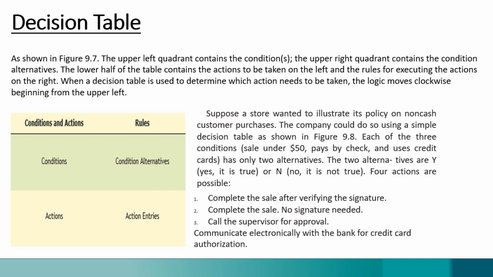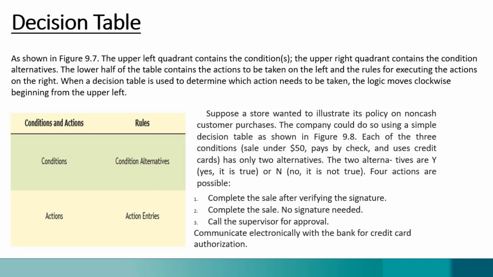When a decision table is used to determine which action needs to be taken, the logic moves clockwise beginning from the upper left. Suppose a store wanted to illustrate its policy on non-cash customer purchases. The company could do so using a simple decision table as shown in figure 9.8. Each of the 3 conditions, sale under $50, pays by check, and uses credit cards, has only 2 alternatives. The 2 alternatives are Y, yes, it is true, or N, no, it is not true.